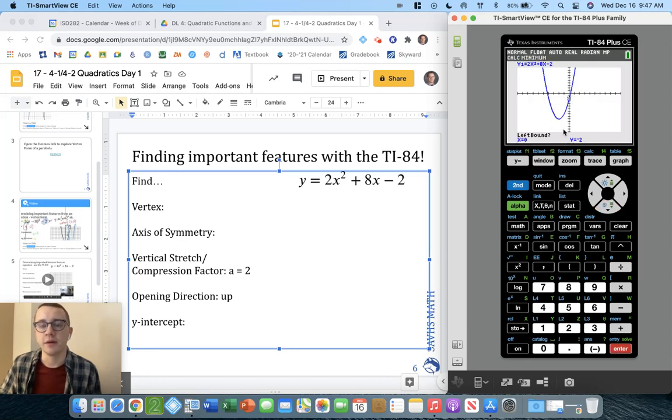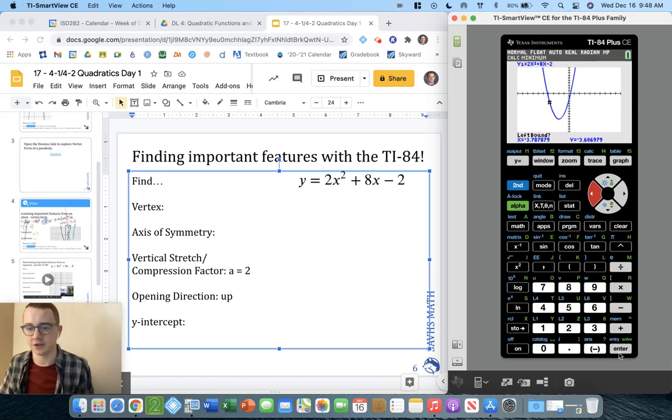When I do calculate a minimum, it's going to ask me 3 questions. It's going to ask me left bound, it's going to ask me right bound, and then it's going to ask me guess. And so we need to start with what is the furthest to the left that the graphing calculator is going to look at. Then we need to show it where the furthest to the right the graphing calculator is going to look at, and then about where the calculator should start looking. So the left bound is to the left of where the vertex is. It's always to the left of the vertex. It's not necessarily above or below. It's always to the left.